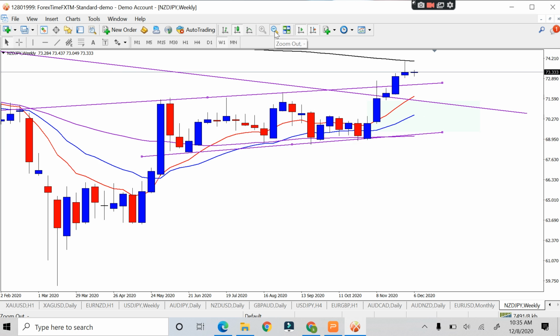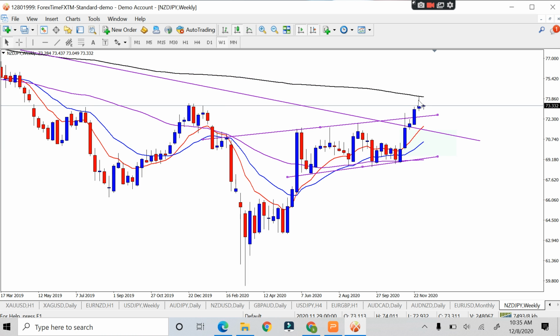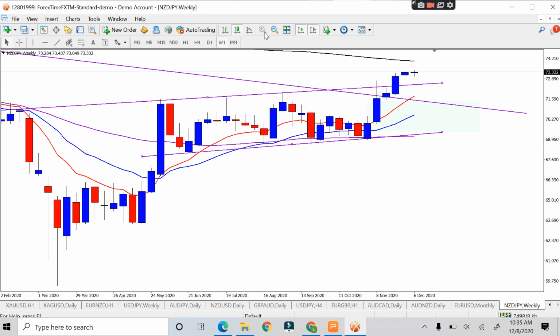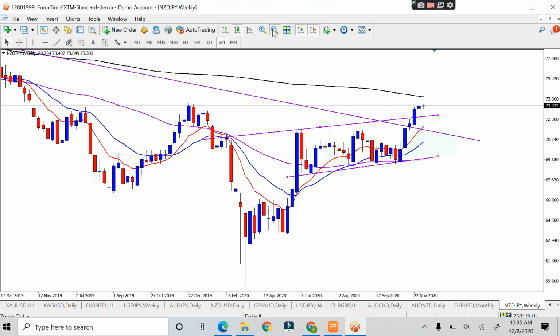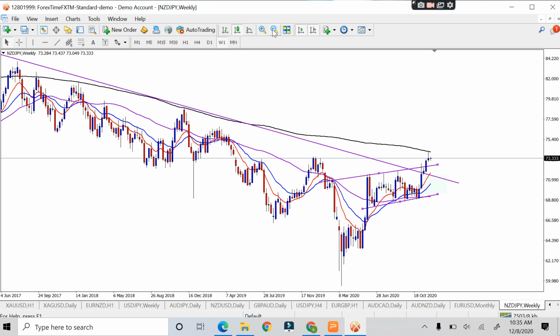You can see the 200 moving average there. You can see the rejection on the weekly time frame, but the candle still forming is still having a bullish pressure. That is still having a buying pressure. Okay, so you can see that there's a resistance point. Let me just draw that.